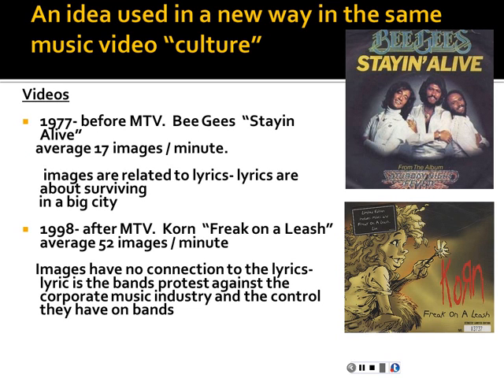The lyrics are about these guys surviving in a big city, so the video is of these guys walking around in a big city. Not a big jump. In the 1998 Korn video for the song Freak on a Leash, it averaged 52 images per minute. So the same idea was applied differently in the same context.